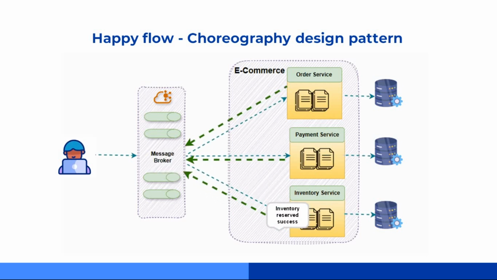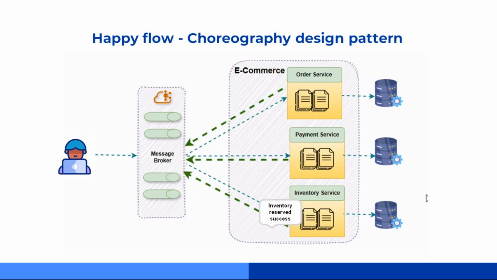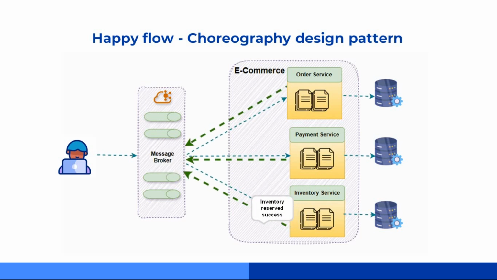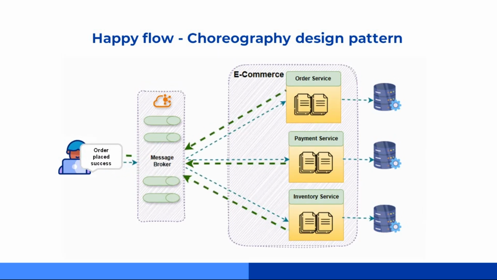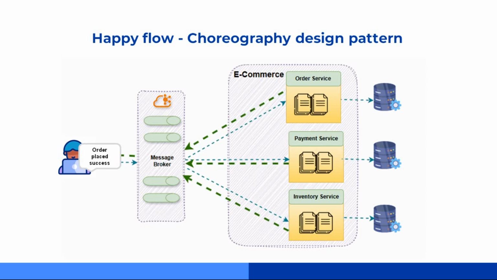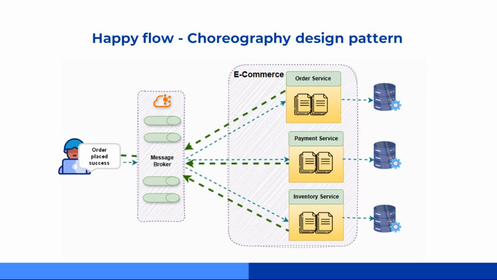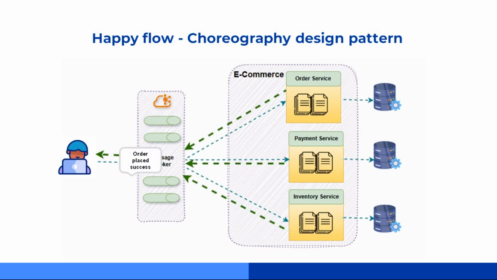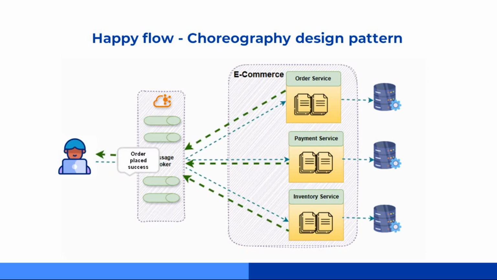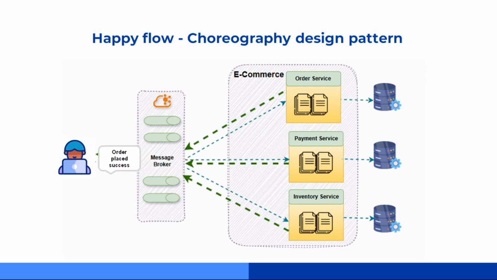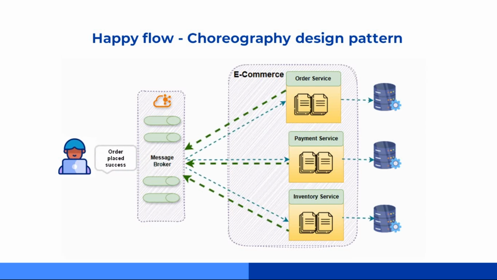Finally, when all these success events have been received, the choreography sends a final success response back to the client telling them your order is placed successfully. This entire flow is asynchronous and event driven, so services don't directly talk to each other, they just listen for events and act. And because of that, they stay loosely coupled and can scale independently.